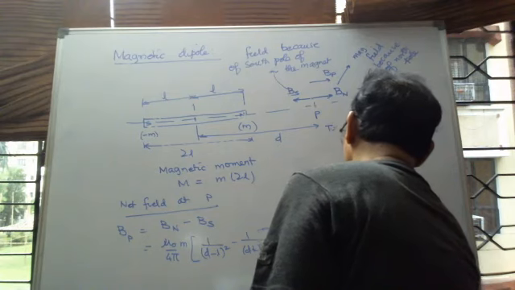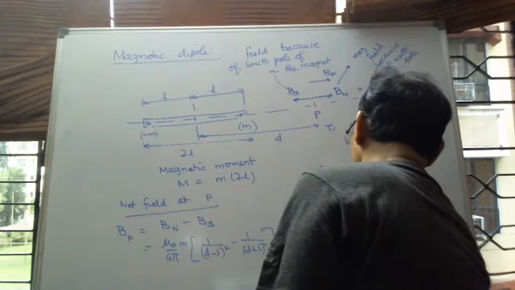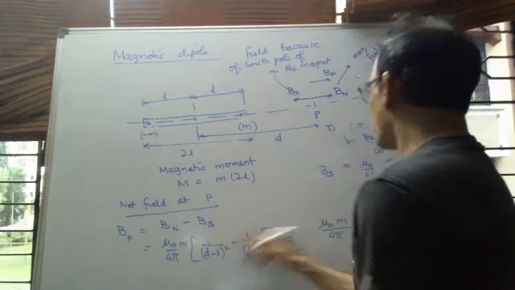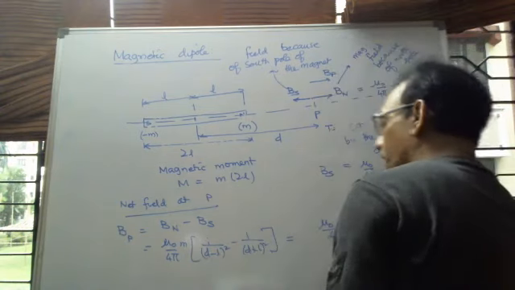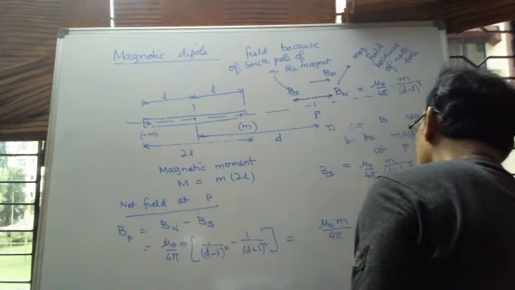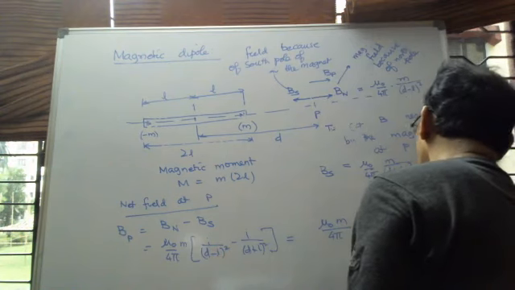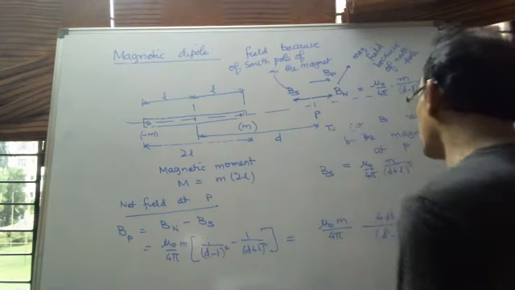Mu naught M by 4 pi, and D plus L whole square. So this will become 4DL. D plus L whole square minus D minus L whole square, and in the denominator will come D squared minus L squared to the power 2. Yes or no?